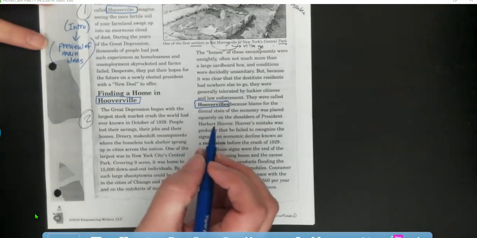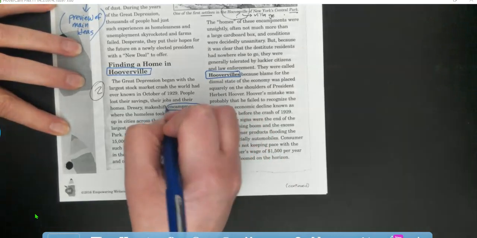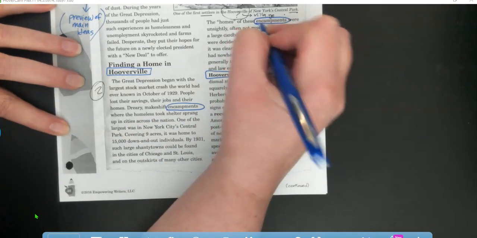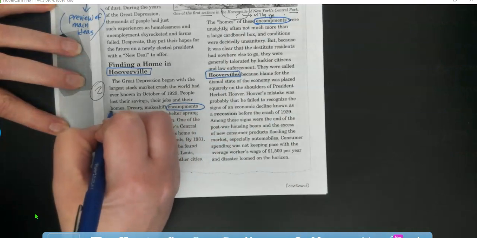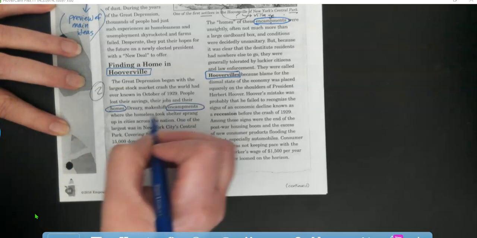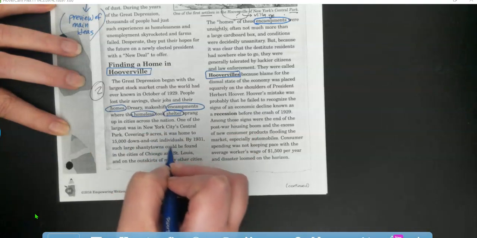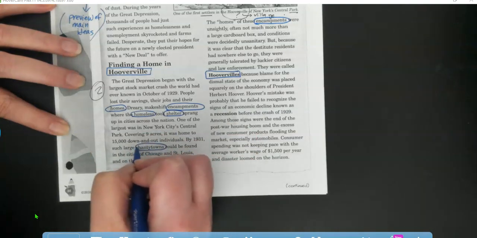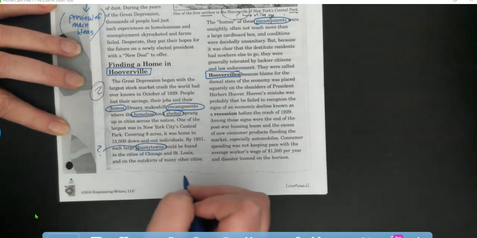I also noticed words like encampments. Encampments were used twice. Other words that stood out to me, homes, and lots of words that dealt with home. So homes, homeless, shelter, shanty towns. That one kind of stood out to me because I was like, what does that even mean?